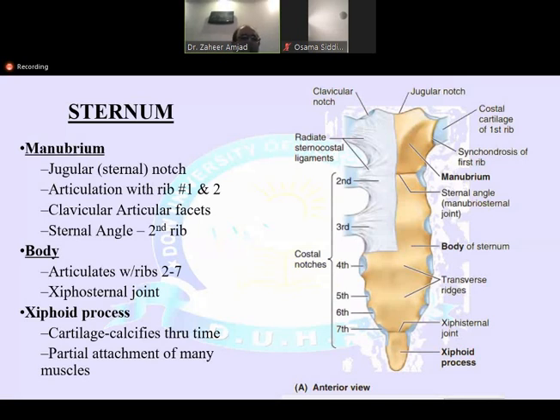If you talk about the ribs which are attached to the sternum, you can classify the ribs into true ribs, false ribs, and floating ribs. True ribs are those which are directly attached to the sternum. These are the ribs 1st to 7th. These are the ribs which are called true ribs. They are attached directly to the sternum.